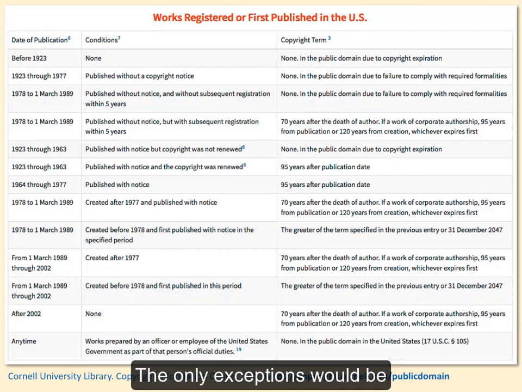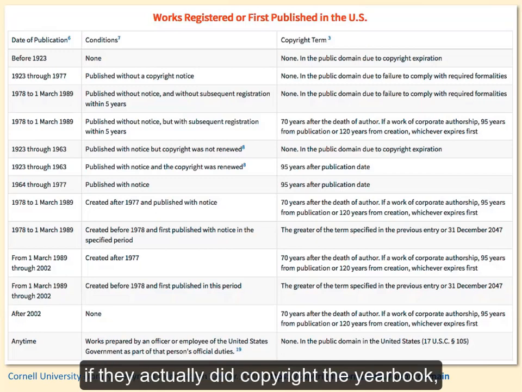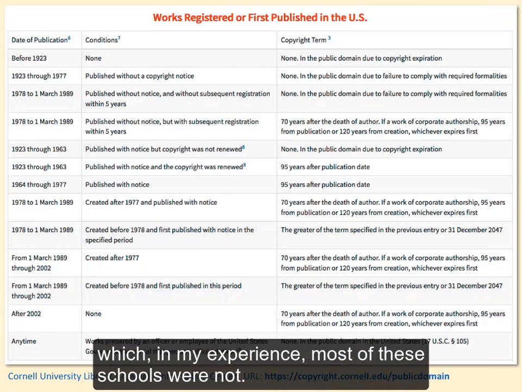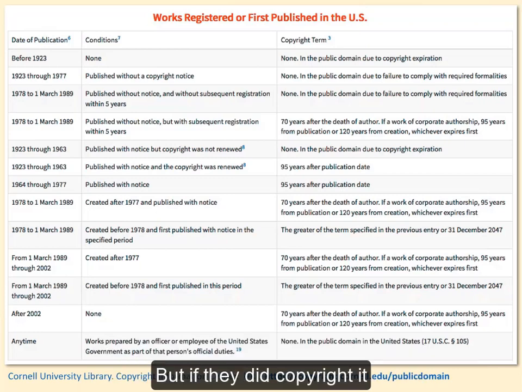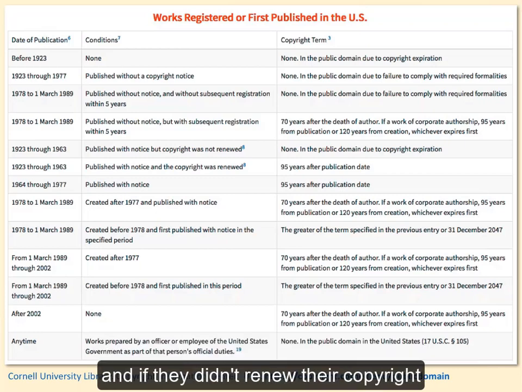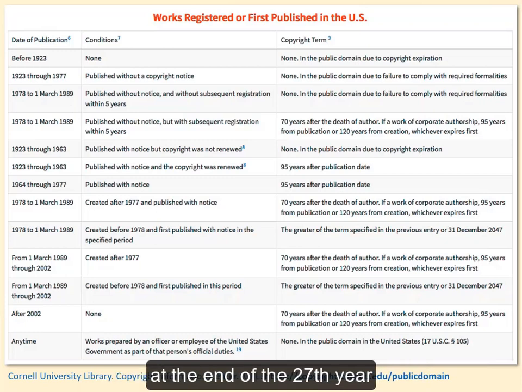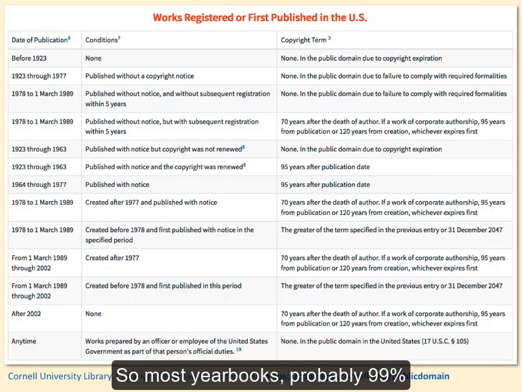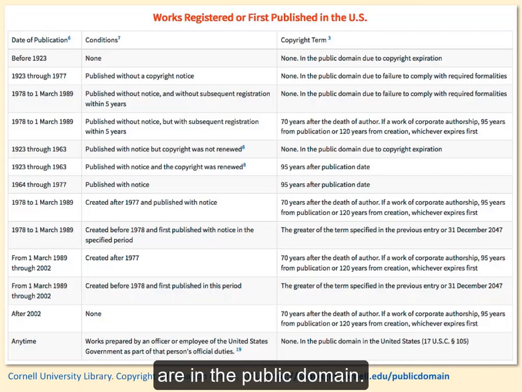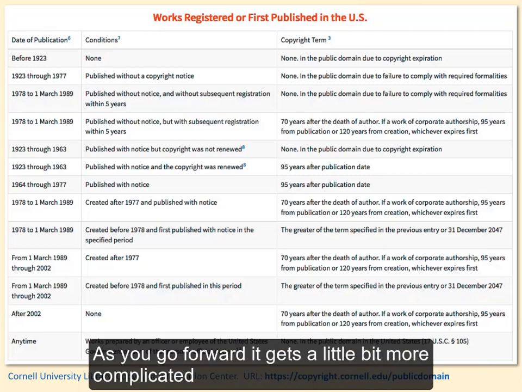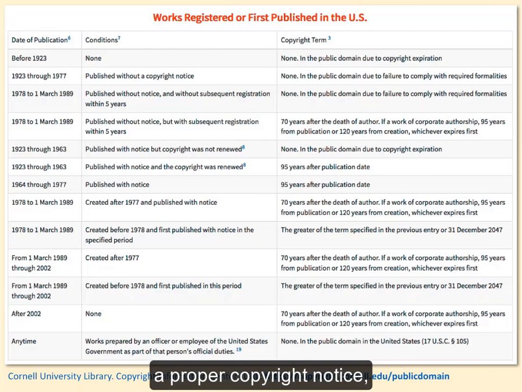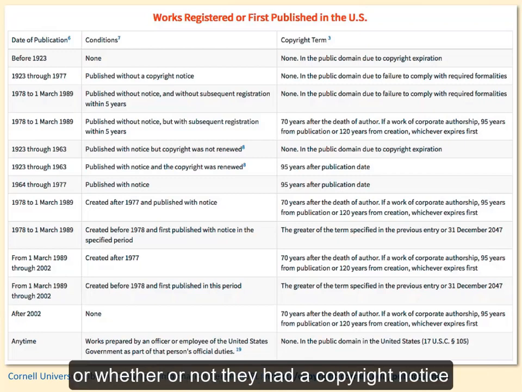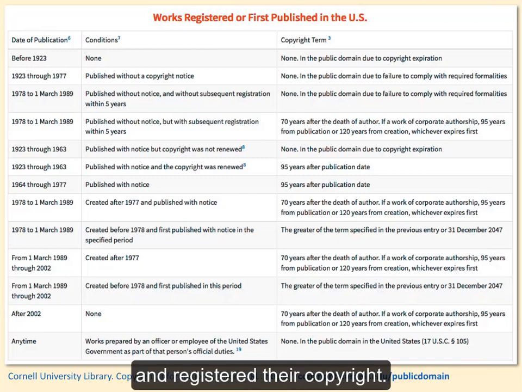The only exceptions would be if they actually did copyright the yearbook, which in my experience most of these schools were not. But if they did copyright it, and if they didn't renew their copyright at the end of the 27th year, then it has elapsed into the public domain. So most yearbooks, probably 99%, that have been published prior to 1964 are in the public domain. As you go forward, it gets a little bit more complicated based on whether or not they had a proper copyright notice, or whether or not they had a copyright notice and registered their copyright.